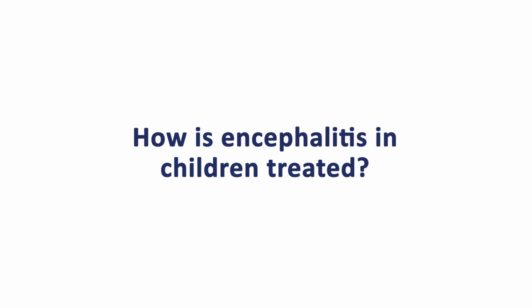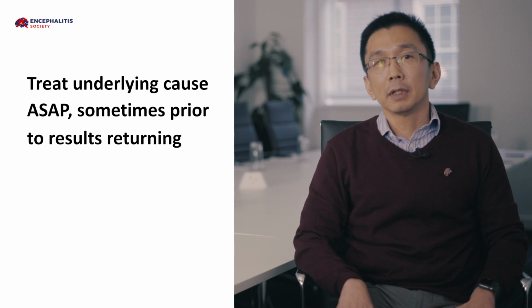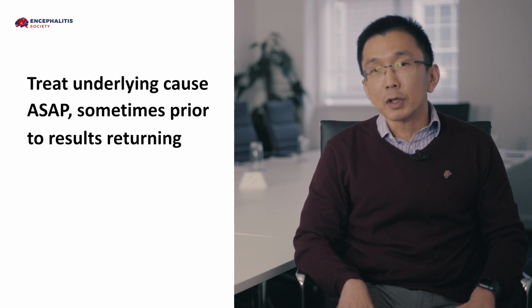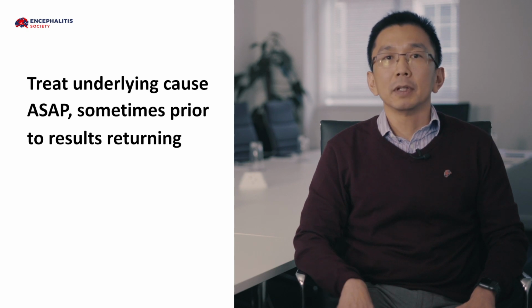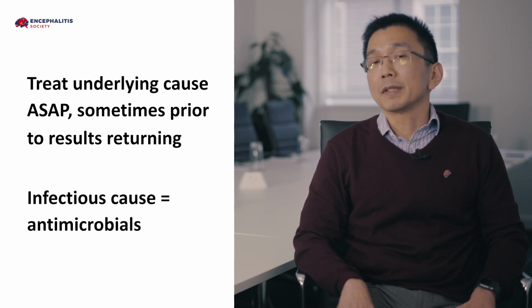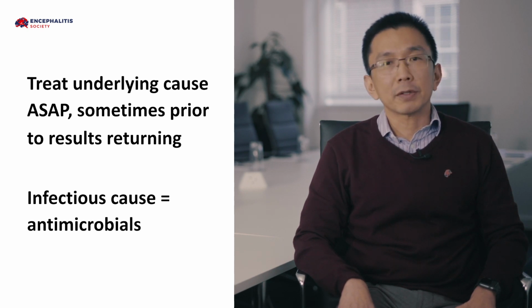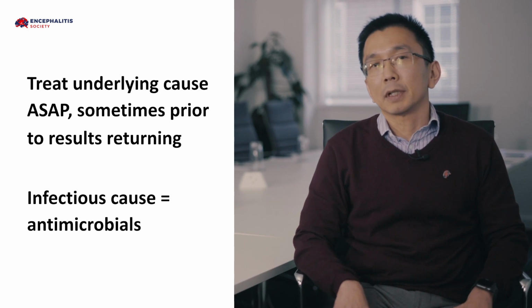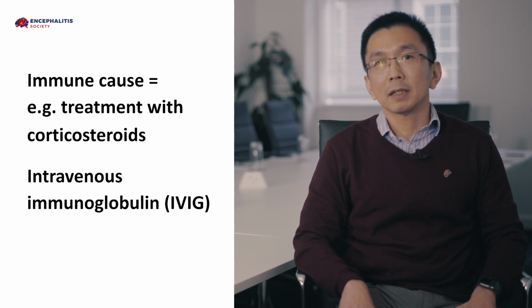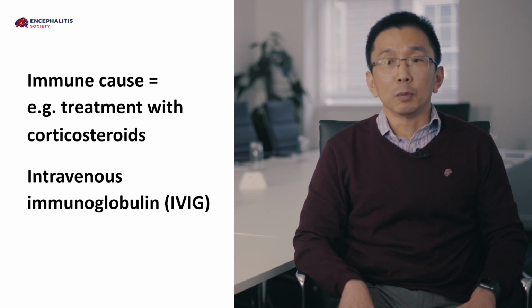I think that with treatment, there are a few overarching principles. One is that you've got to treat the underlying cause as quickly as possible, and sometimes you may have to treat the underlying cause before the results come back. So for example, if one suspects an infectious cause, then antimicrobials are used, and these are treatments against bacteria, viruses, parasites or fungus, depending on what we think is the most likely cause. And if it was an immune cause that we suspect, then immune treatments are often used. And this would be in the form of corticosteroids.